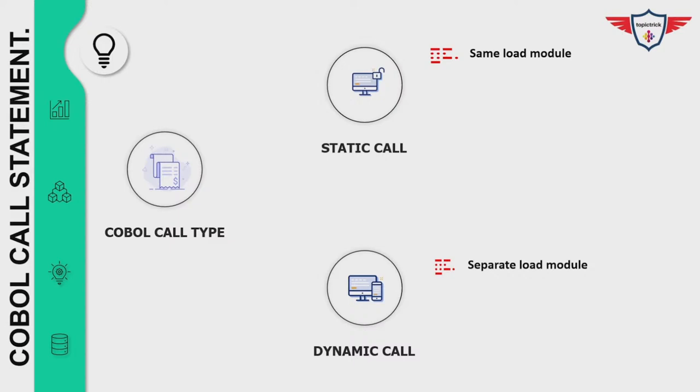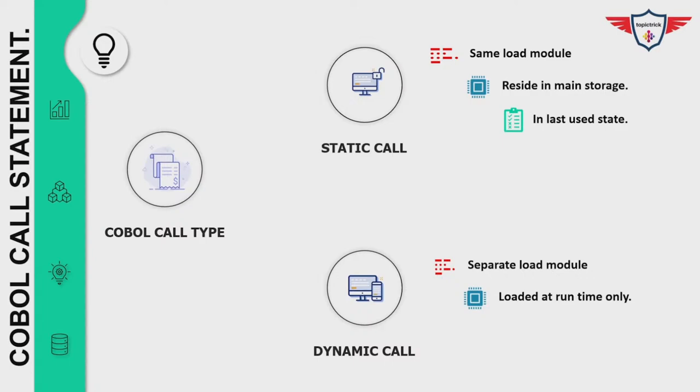But in static calls, the load module is already present in main storage, and the branch to the subprogram is performed. And whenever you have subsequent execution of call statements, whether it is a static call or a dynamic call, the called program will always be in the last use state.